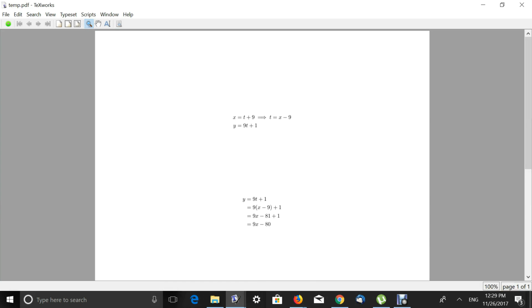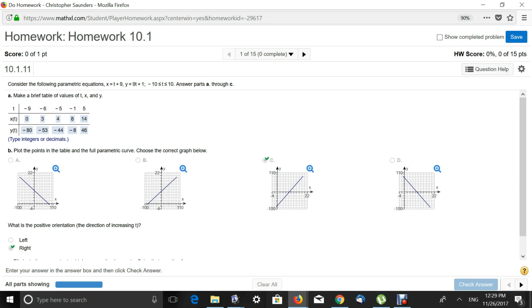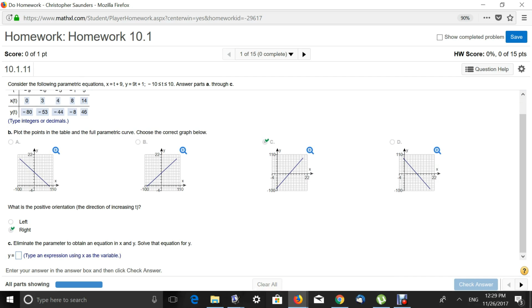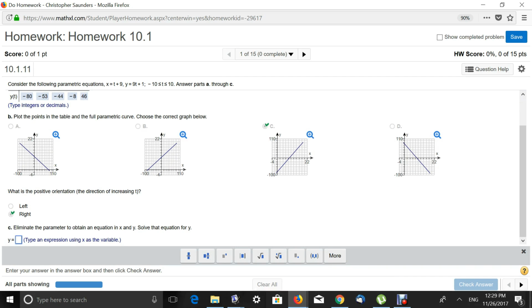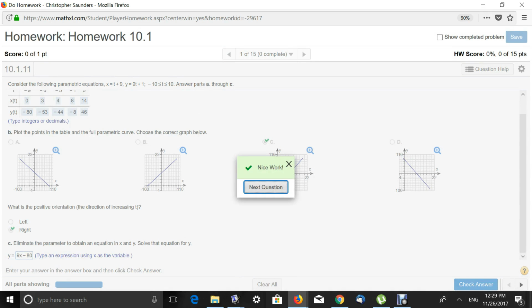If we take x and solve it for t, we get that t is equal to x minus 9. And we're going to simply plug that in for t down here. If we do that, we have 9t plus 1, plugging in 9 times x minus 9 plus 1, and solving gets y is equal to 9x minus 80. So y equals 9x minus 80 should be our answer. And that's the question.